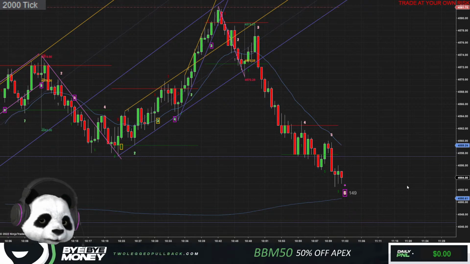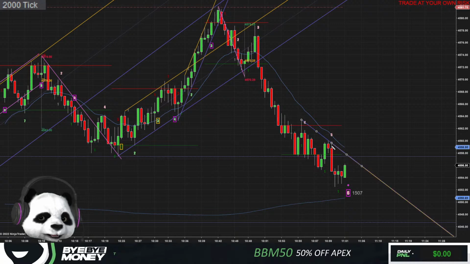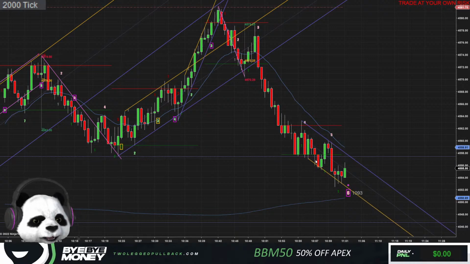Strong downtrend. Jeez. I don't even know how to draw this. Spike channel, maybe? The channel is very steep. Typically it's not this steep.